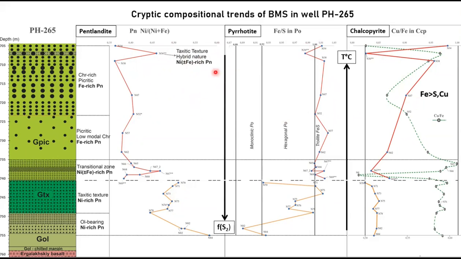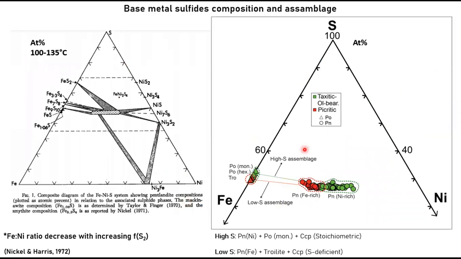Additionally, the composition of the ores suggested high temperature compositions or phases in the epicritic gabbro-dolerites and higher fugacity conditions for the taxitic and olivine-bearing gabbro-dolerites at the bottom. So we found these two associations: a high sulfur association comprising nickel-rich pentlandite and monoclinic pyrrhotite, and in picritic we found this low sulfur association of iron-rich pentlandite with troilite mainly.